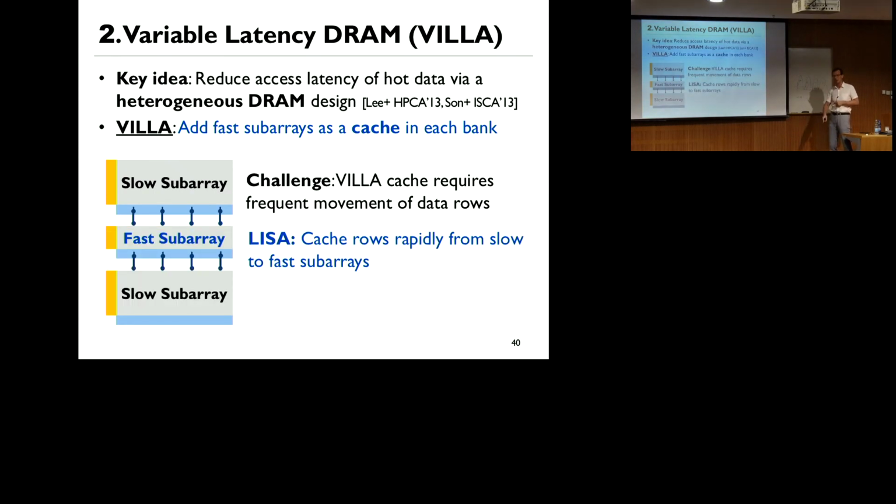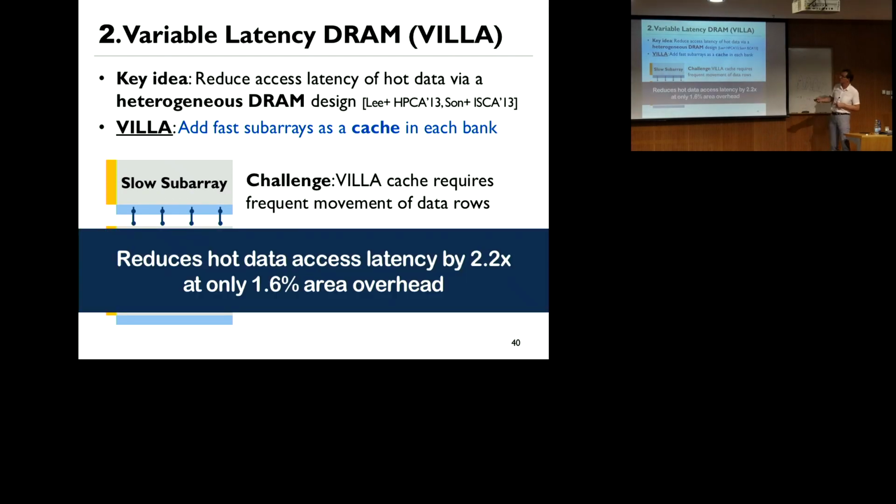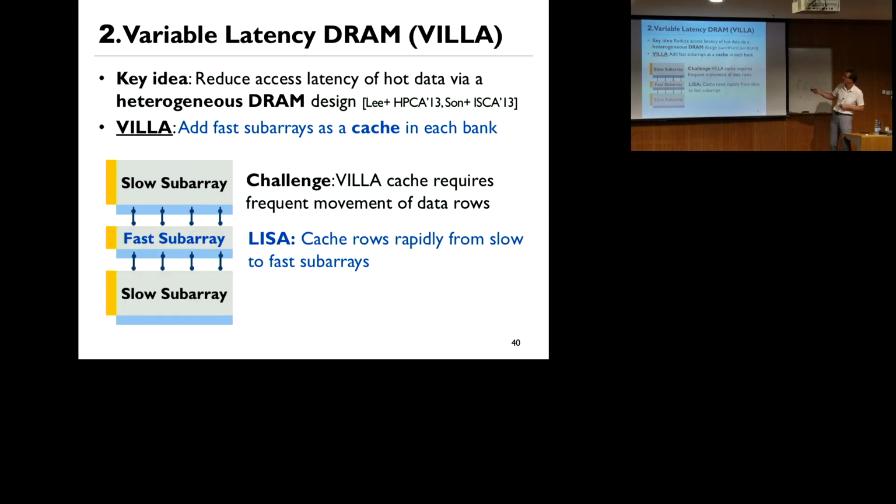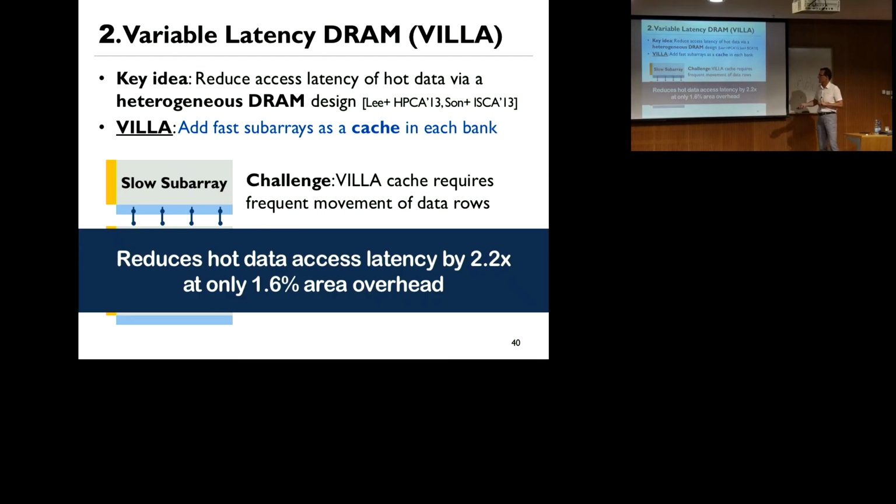You don't want to go through some other structure to move a row from this subarray to that fast subarray. And the previous work that proposed this idea assumed that you don't do this dynamically, but that some data gets mapped to the fast subarray based on profiling, and some data gets mapped to the slow subarray, and they don't move. This actually reduces the hot data access latency significantly with relatively small overhead.